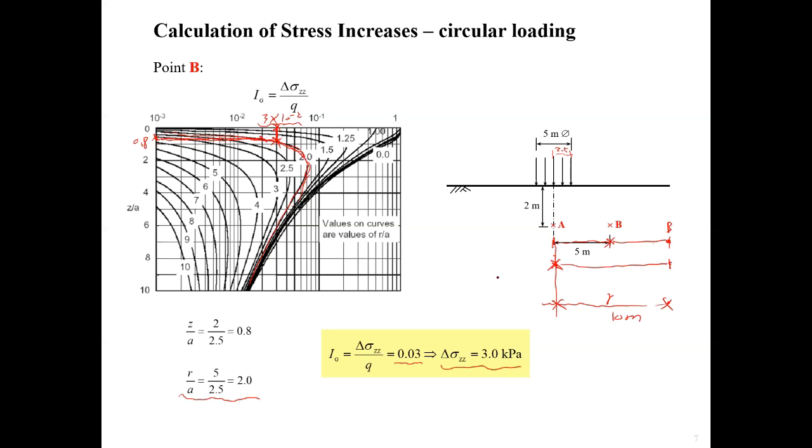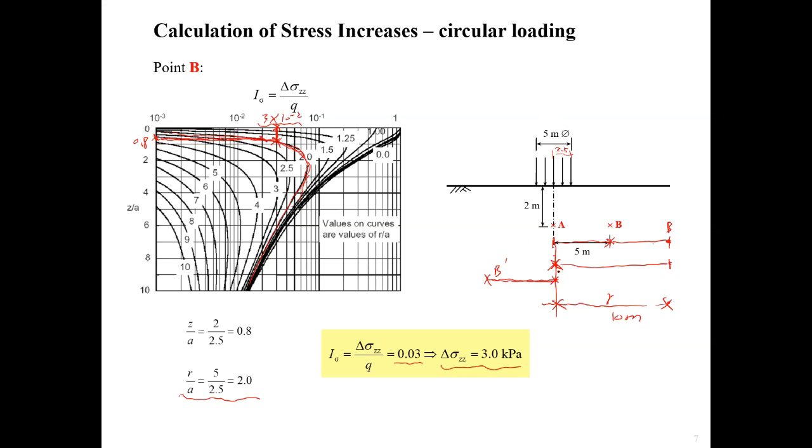Similarly, you are able to calculate any other point B here as well. Once the circular area is provided, this A will be constant, but this R, the radial distance, varies with the distance to this vertical line.